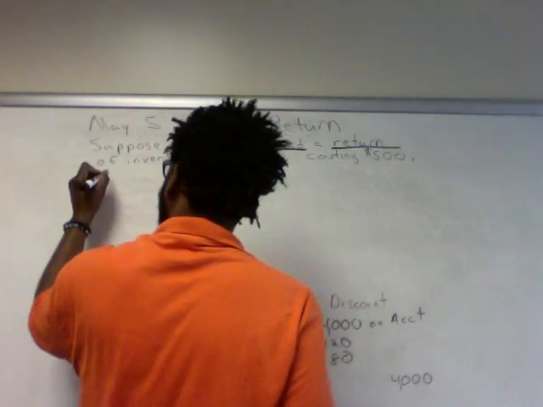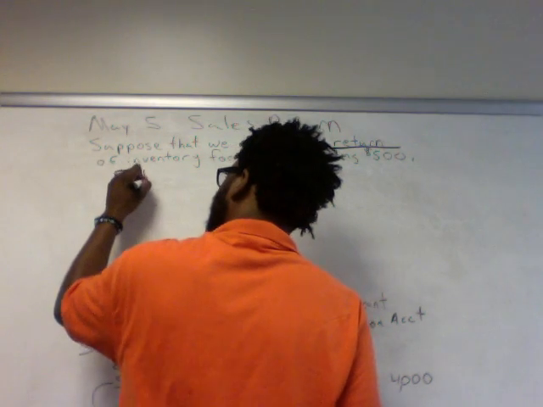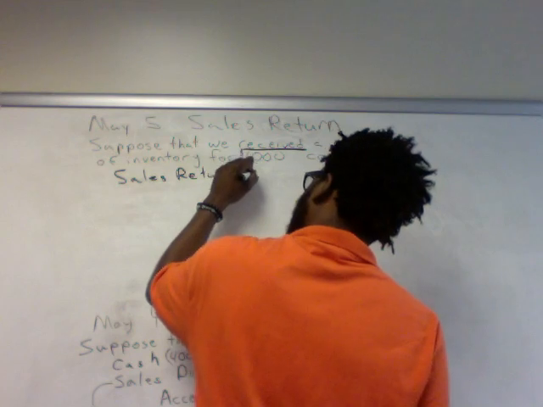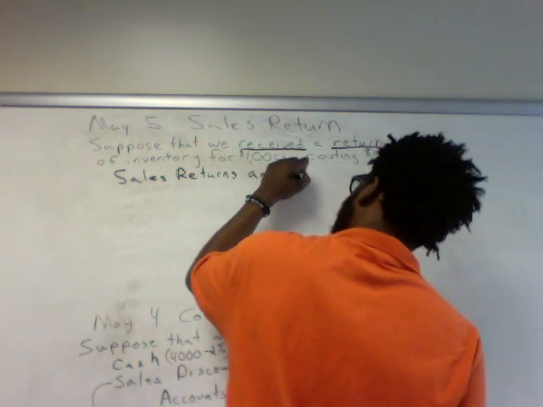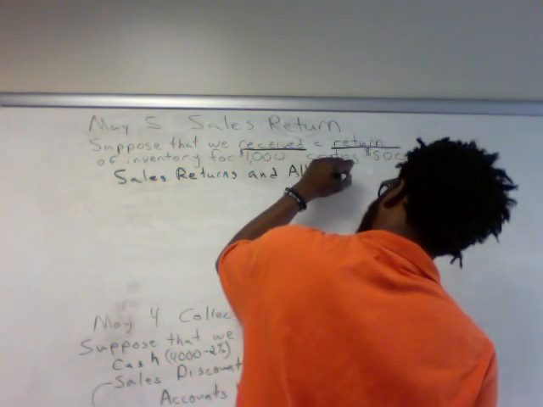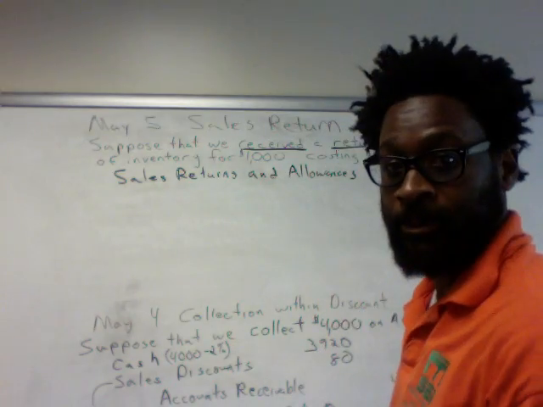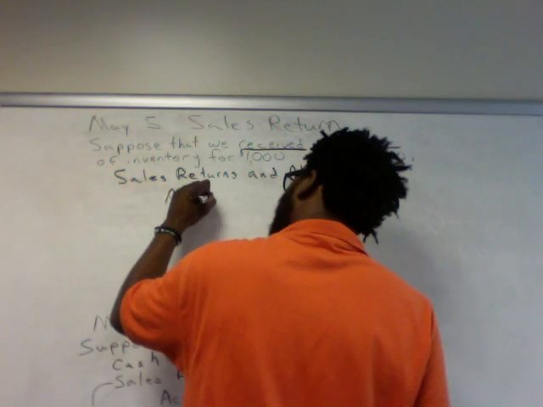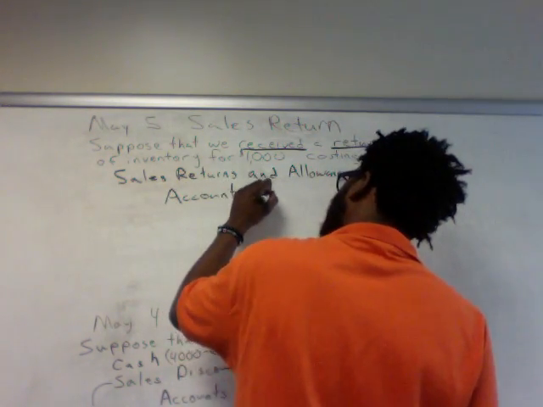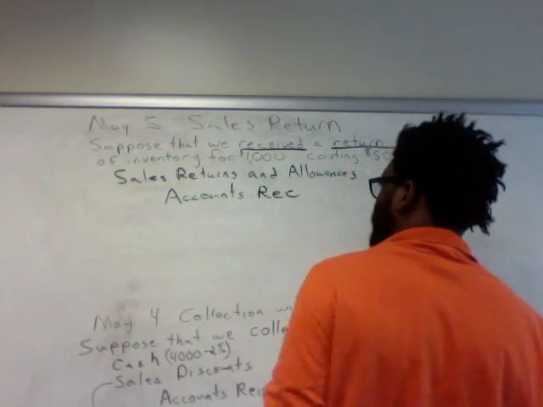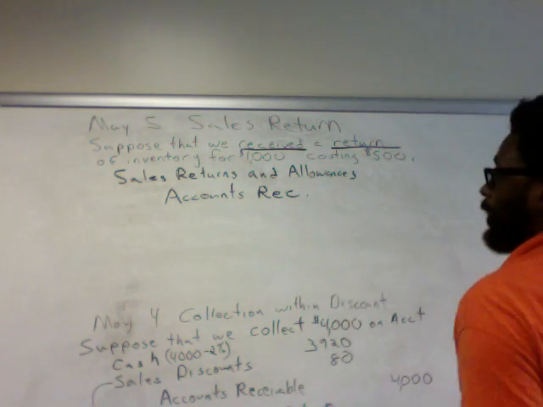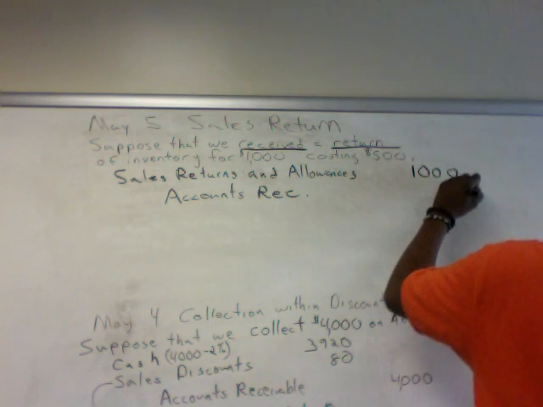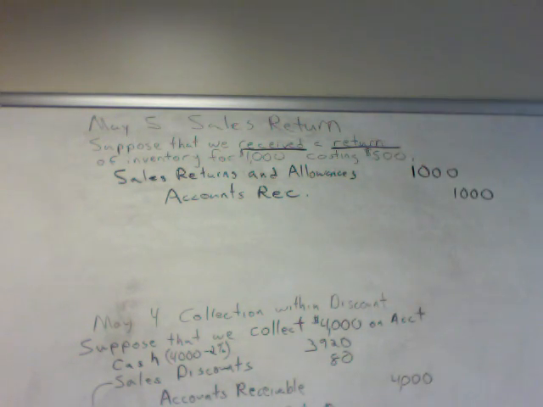So we have an account that we're going to debit called sales returns and allowances. Very long account that we're going to debit. And we're going to credit accounts receivable, lowering our accounts receivable. So right now we've just lowered revenue and accounts receivable. Now, which number are we going to use? Of course, the big number. Sales is always equatable to the big number.